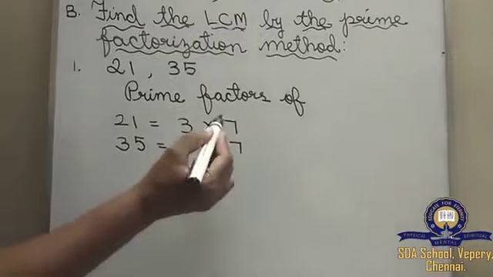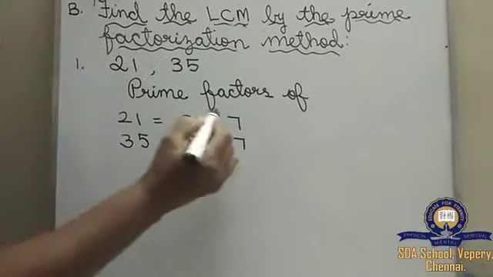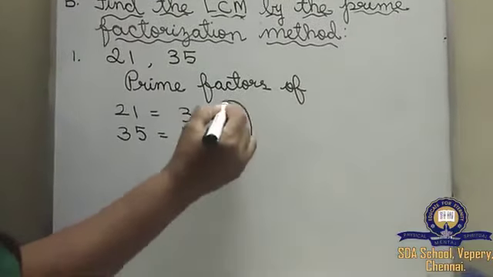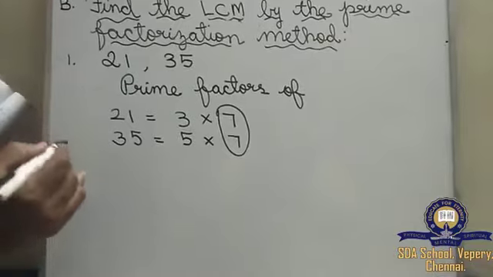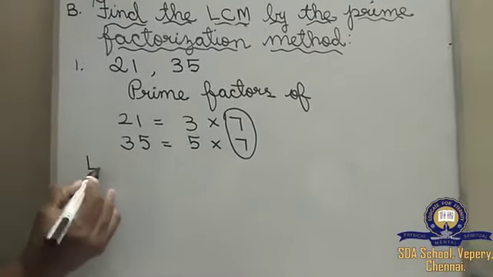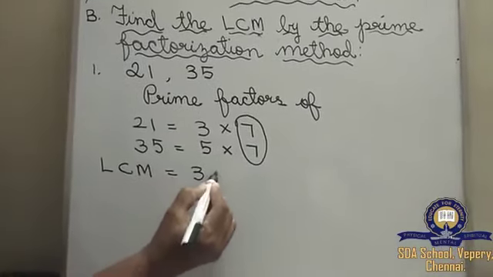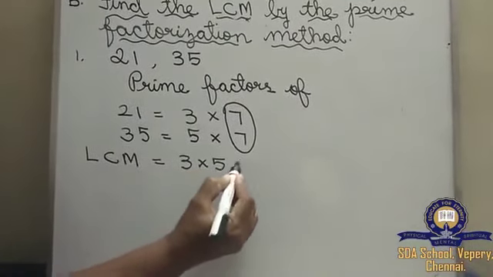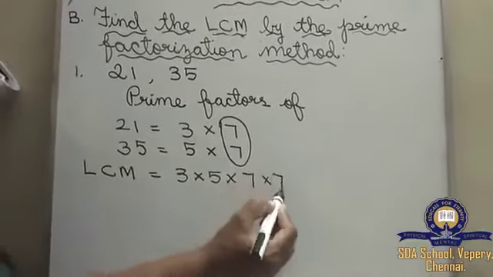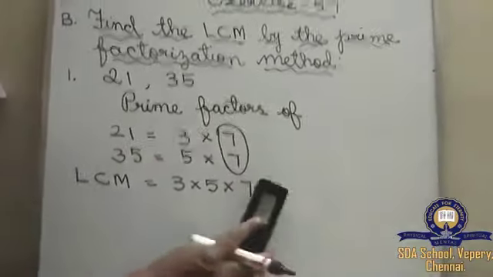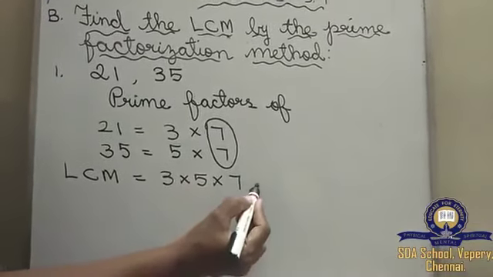Now I have said, see, if 2 7s are there, you should consider them as 1 7. See here 2 7s are there. So you have to consider them as 1 7. So what do you have to write? LCM is equal to 3 into 5 into 7. You should not write 7 into 7. You have to consider it as 1 7, so you have to write 1 7.